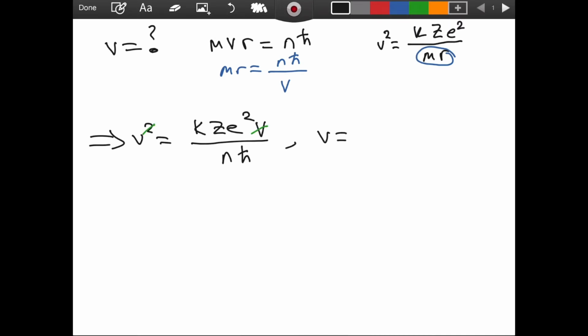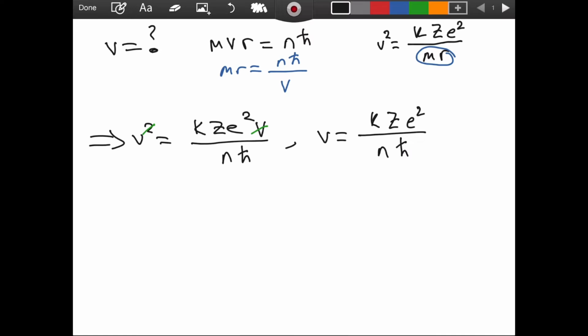V is equal to Coulomb's constant times the atomic number times the elementary charge squared. Let's write it a little cleaner. V equals K Z e squared divided by an integer n times the reduced Planck constant. This is the formula for the velocity of our electron. However, actually it is the magnitude, we didn't specify direction.